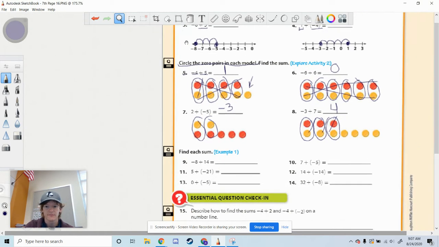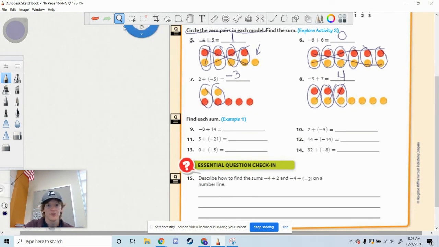For the next ones, we do not have counters or a number line, so we're going to go ahead and think about these maybe as if we had a number line, or we could even draw a number line off to the side. Okay, so let's think for number 9.